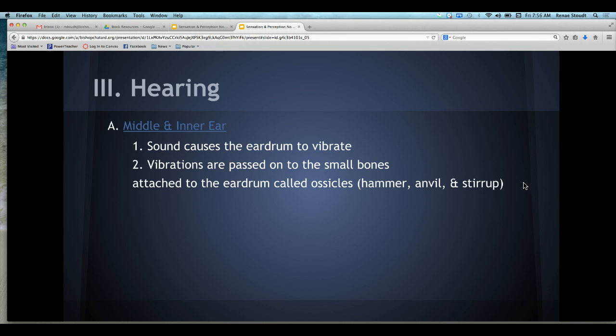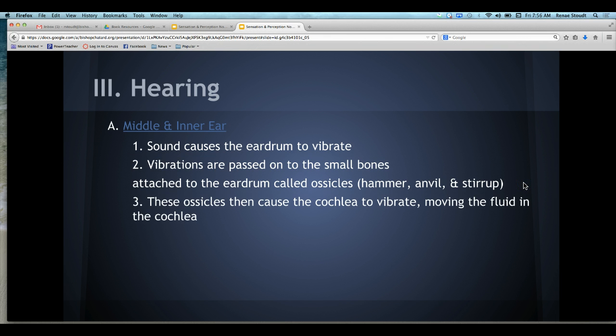So the ossicles are these teeny tiny little bones within your ear that connect your eardrum to the cochlea. Then they cause the cochlea to vibrate. If you remember from your Play-Doh model, the cochlea is kind of snail-shaped. The cochlea has fluid in it, and when it vibrates, it moves the fluid.